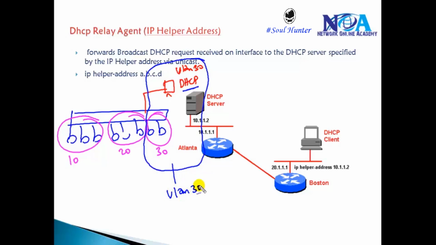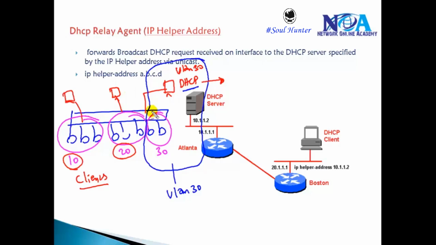VLAN 30. Now you may want some of the clients who are on a remote VLAN, like VLAN 10 and VLAN 20, where we have some clients, to also get an IP address from the DHCP server which is on VLAN 30, or it can be any other VLAN. Now in these scenarios, one option is to go with a separate DHCP server for each and every VLAN, but that is not really scalable.